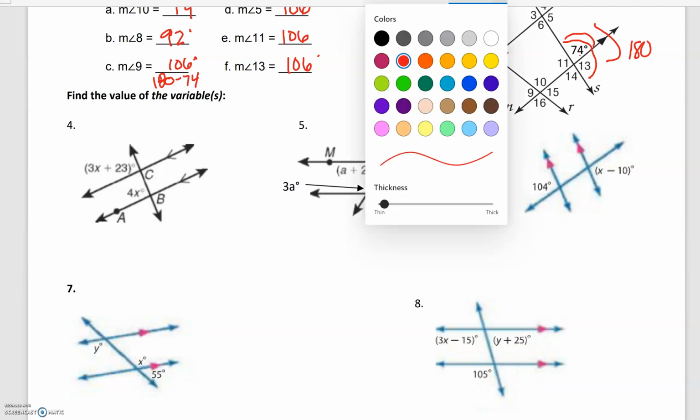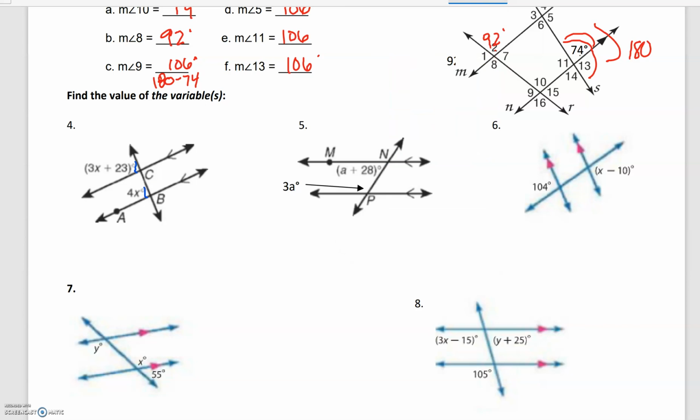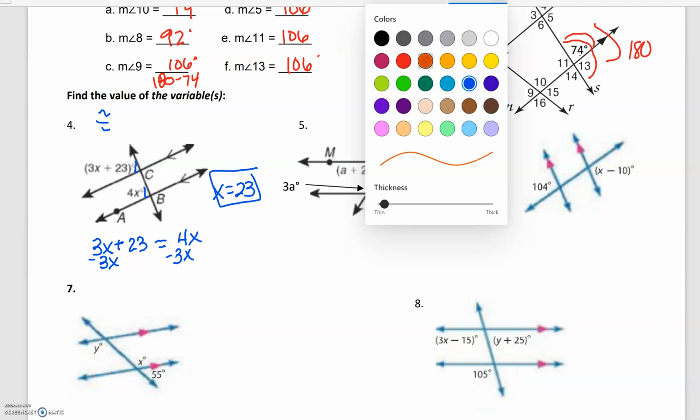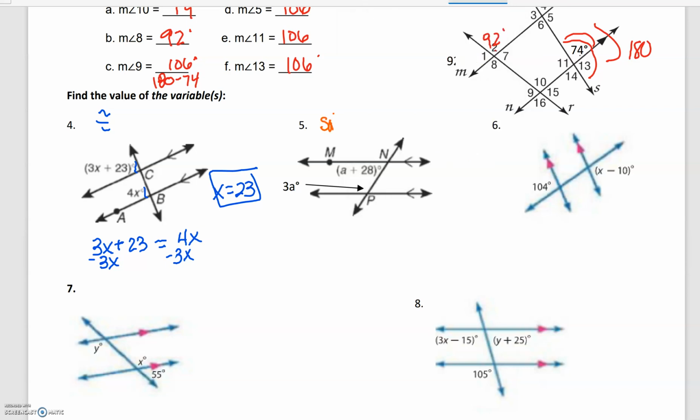All right, so now we're going to take a look at kind of these relationships given here. That would be corresponding, and we know corresponding are congruent, so we set these equal, and then we solve. So x equals 23, and it just says find the value of the variable or variables if there's more than one.